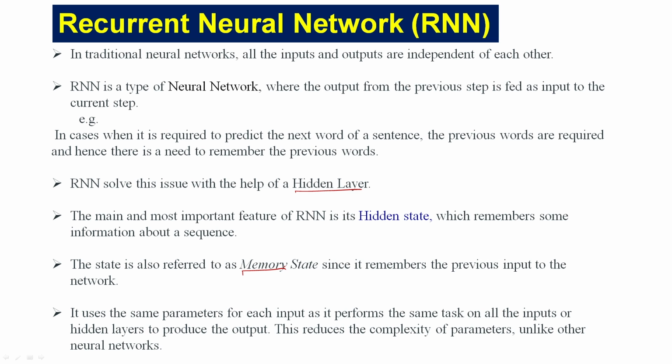It uses the same parameters for each input, as it performs the same task on all the inputs in the hidden layers to produce the output. That means the weights remain the same. You do not change the weights in the neural network at all, and this reduces the complexity of the problem.